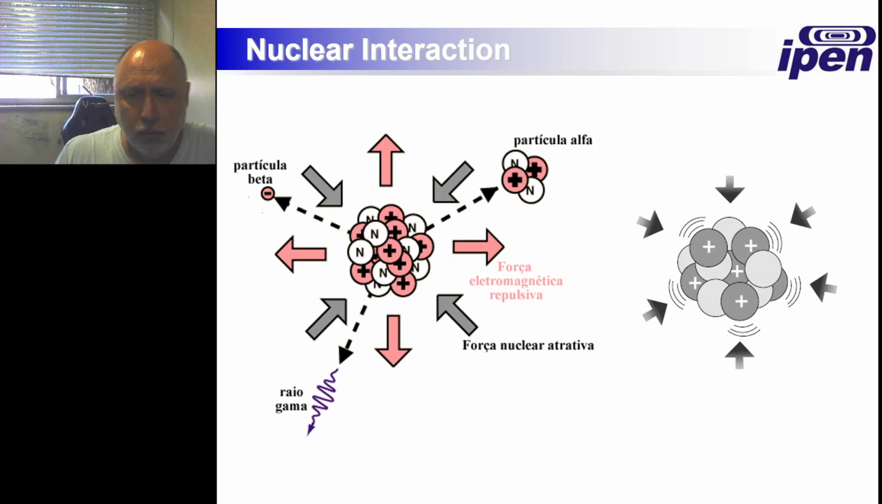And just talking about what the nuclear interaction is. As we said, we have protons and neutrons inside the nucleus, right? They can decay, emitting beta particles, alpha particles. So we have the electromagnetic force trying to throw all this positive charge away, and neutrons are there to glue them together because the nuclear force is attractive, right?